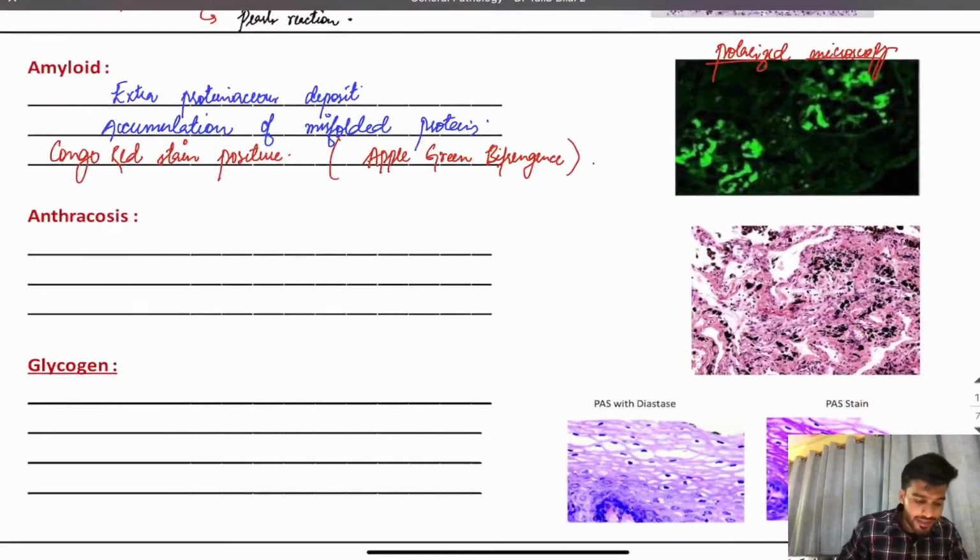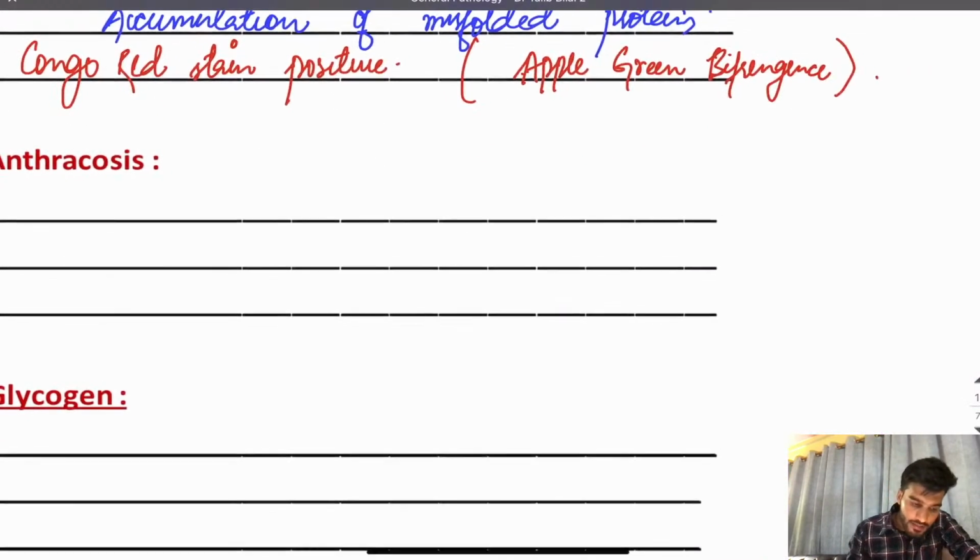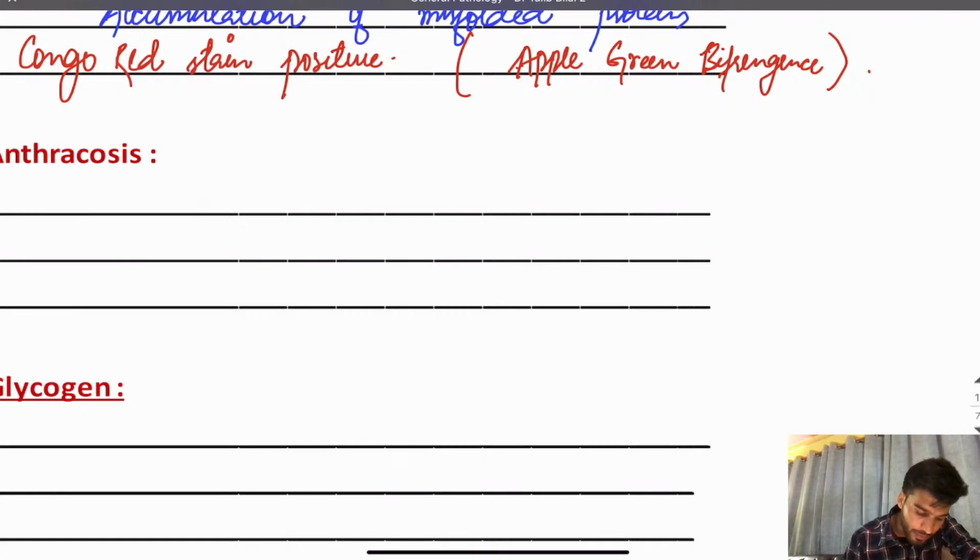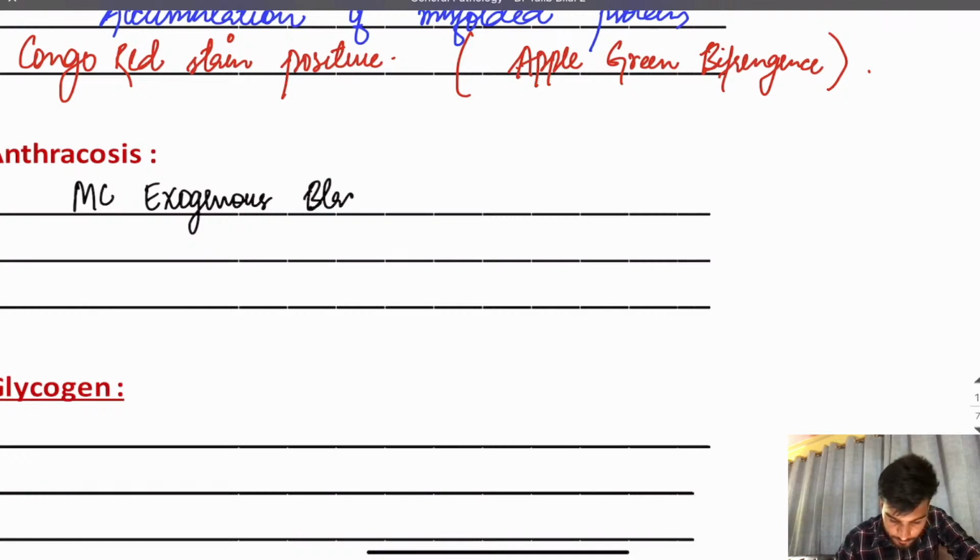Then anthracosis, guys. Now all these pigments are endogenous pigments. What I'm going to talk about now is an exogenous pigment, that is from the outside. Anthracosis. So write it down, guys. It's the most common exogenous black pigment.